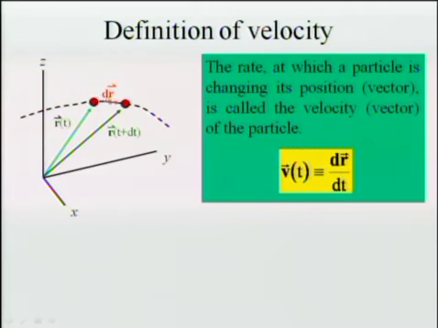Well, if I divide now this differential displacement by the differential change in time, which is a tiny number, I'm going to get what? A vector or a number? Faster. Vector, correct. What will be the direction of this vector?